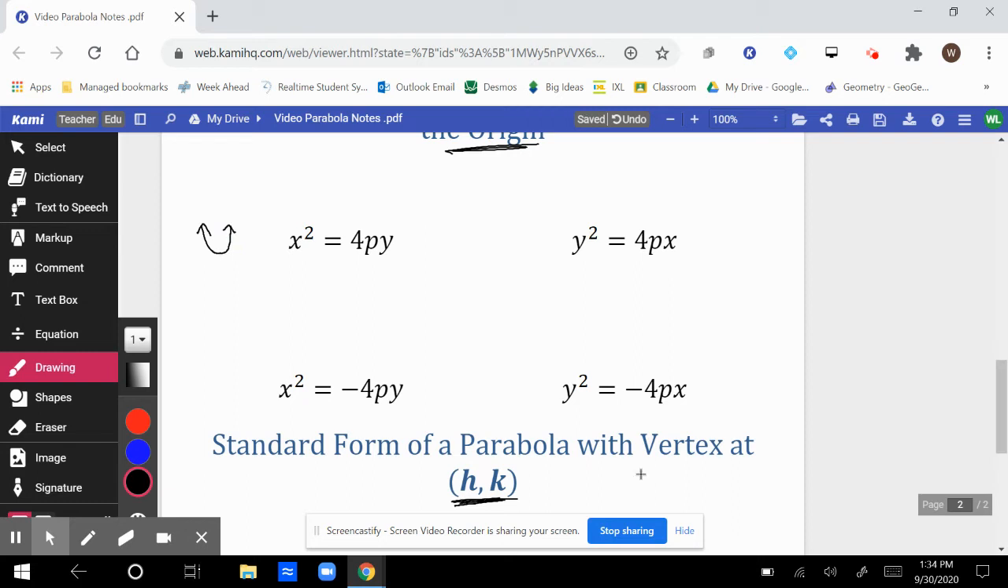So the first one there, x squared equals 4py, would be an upward facing parabola. X squared equals negative 4py faces down. On the right hand side, y squared equals 4px opens to the right, and y squared equals negative 4px opens to the left. Take a second if you haven't filled those in, pause your video now.